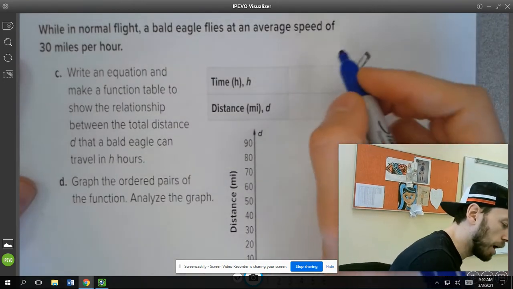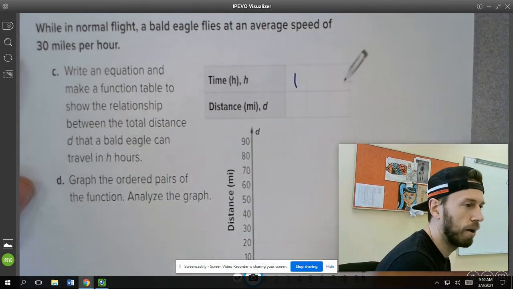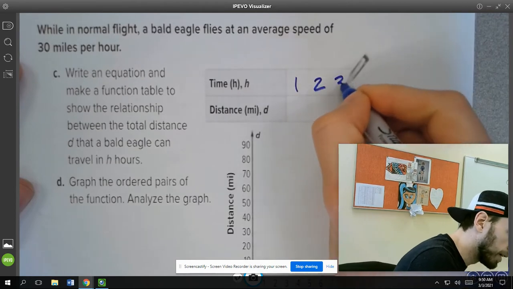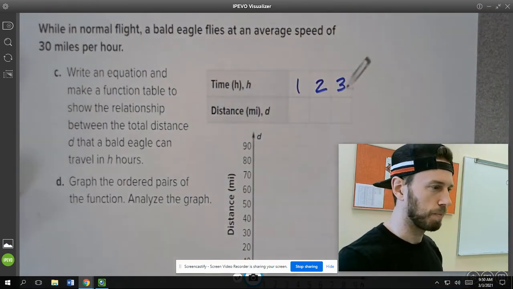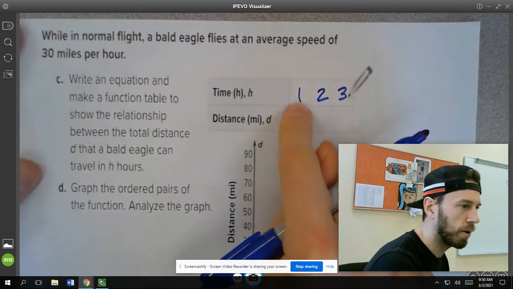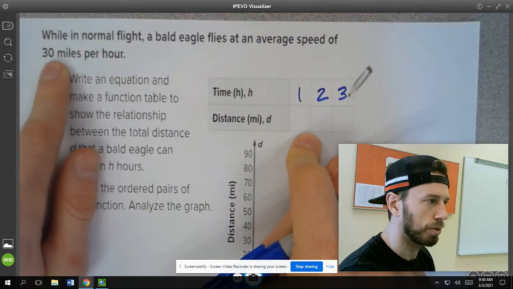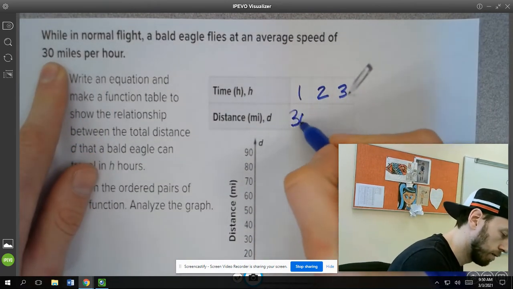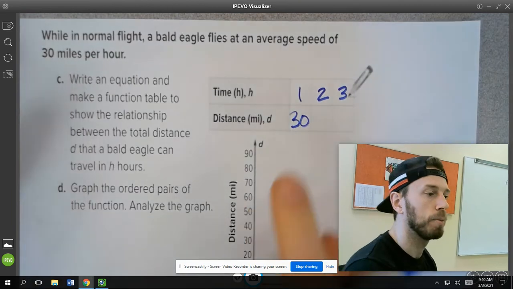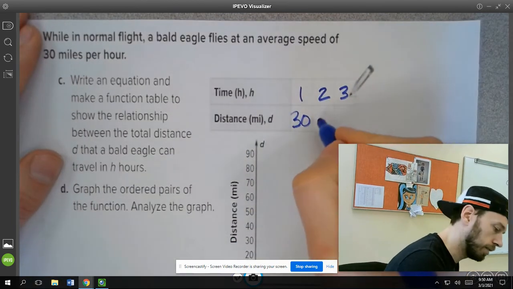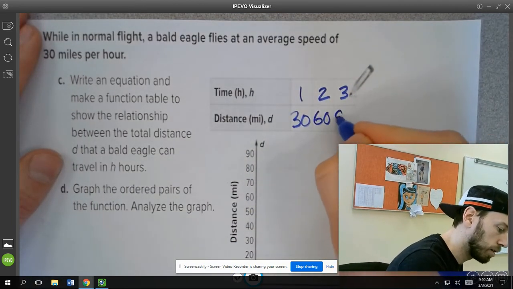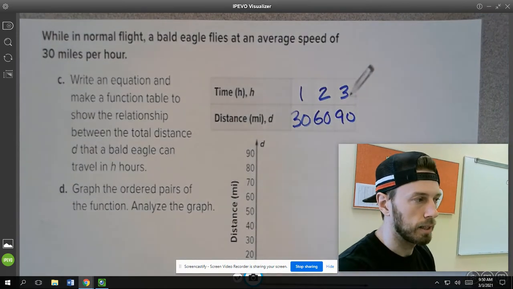So let's just say the bald eagle flies for 1 hour, 2 hours and 3 hours. Nice, easy numbers to work with. If the bald eagle flies for 1 hour, how many miles would he go? Well, he's going 30 miles per hour, so that's 30 miles in 1 hour. How many would he go in 2 hours? Well, 2 times 30 is 60, and 3 times 30 is 90. It would look something like this.